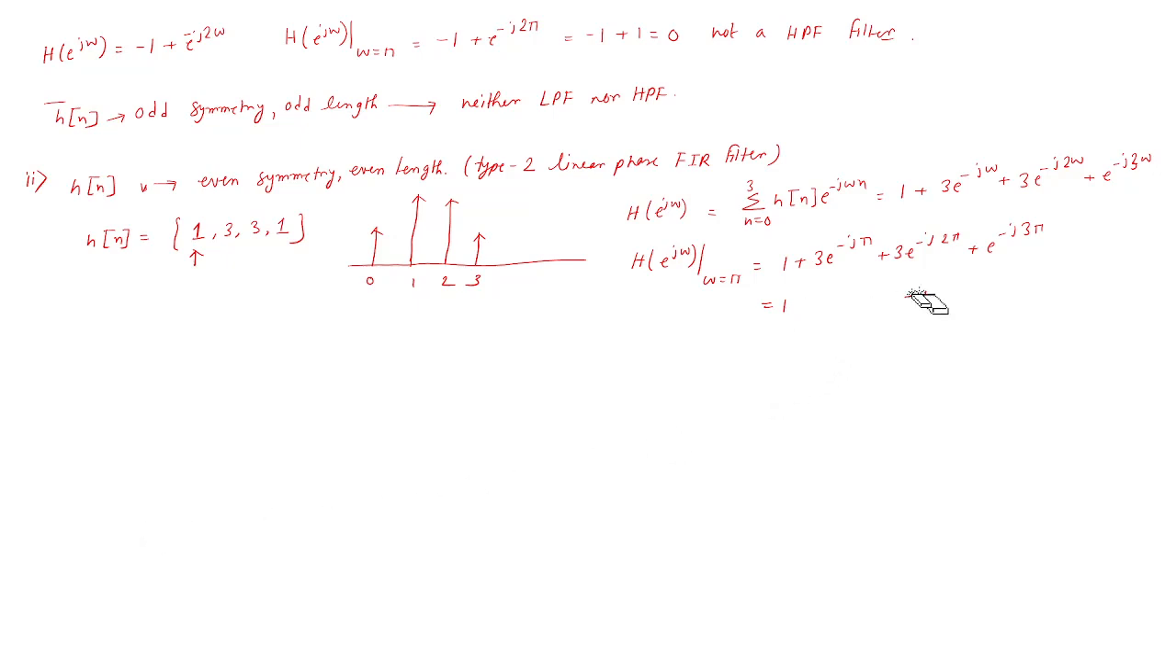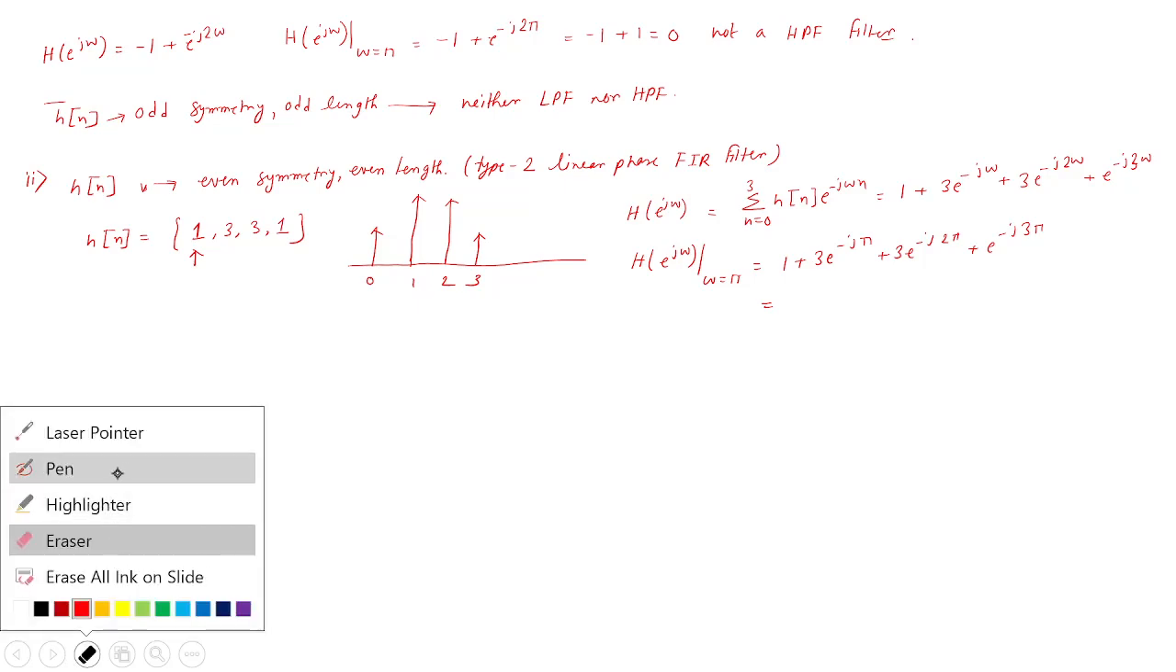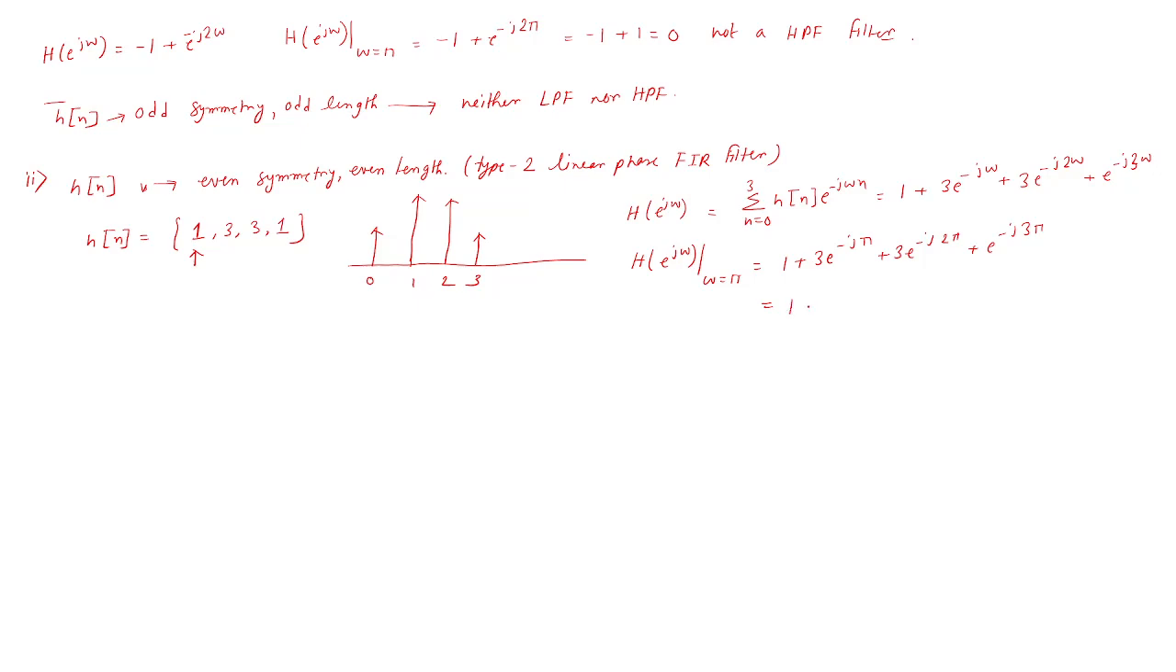Let me write them down in a clear manner. So e to the power minus j pi corresponds to -1, therefore it becomes 1 minus 3. e to the power minus j 2 pi corresponds to 1, therefore it is 3, and e to the power minus j 3 pi again corresponds to -1, so it's 0. So not a high pass filter.